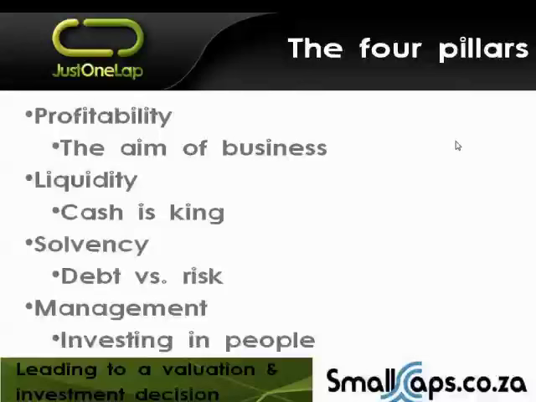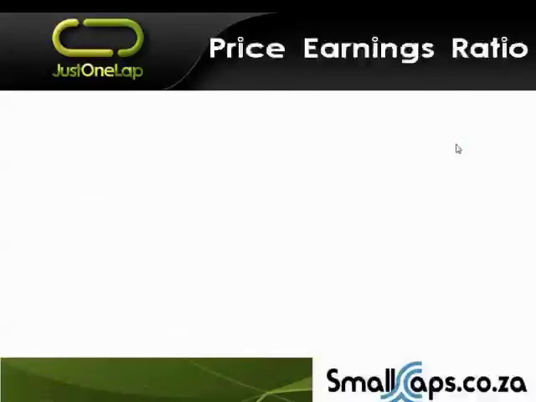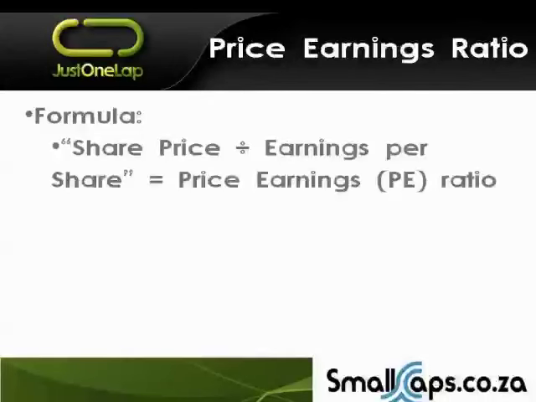Tonight, we're looking at one of the valuation models, and this one is the price-earnings ratio. So first of all, let's define the price-earnings ratio. For those who don't know, the price-earnings ratio, or the P-E ratio, from now on I'll call it the P-E ratio, because I'm from P-E, is share price divided by the earnings per share. Now, earnings per share, remember, is profit divided by the number of shares. In other words, it's the amount of earnings attributable to one single share in a company. So it's the price of one single share divided by the earnings attributable to one share. That is equal to the price-earnings ratio.